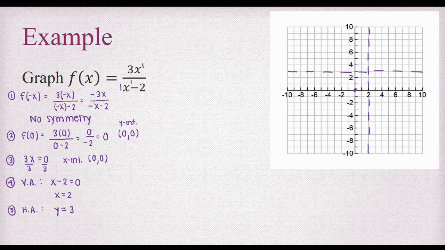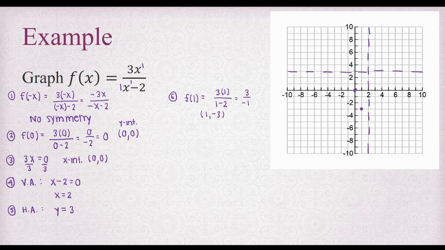That's not enough information to tell me what my graph looks like, which is why step number 6 is to start plotting points that are on either side of the x-intercept as well as the vertical asymptote. On either side of 0, we could do positive 1, which is to the left of the vertical asymptote, so I'm definitely going to want that one. Let's substitute 1 into our function. We have 3 times 1 over 1 minus 2, so 3 over negative 1. One of our ordered pairs is (1, -3). Let me plot that point.